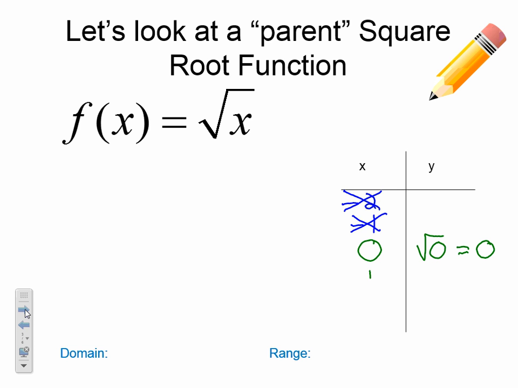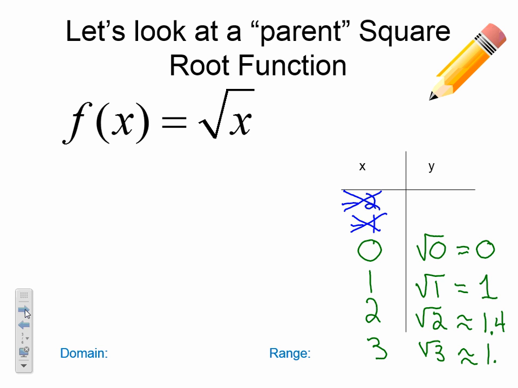Now if we plug in 1, the square root of 1 is just 1. And we can keep going. We plug in 2, get the square root of 2. We're going to get an approximation, about 1.4. If we plug in 3 for x, we're going to get the square root of 3, which is approximately 1.7. Now, if we plug in 4, take the square root of 4, and this one's going to come out nice for us because 4 is a perfect square, and we're going to get 2. So after we make this fabulous table here, we're going to graph it.